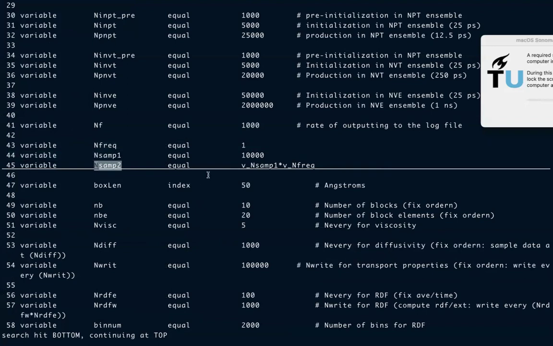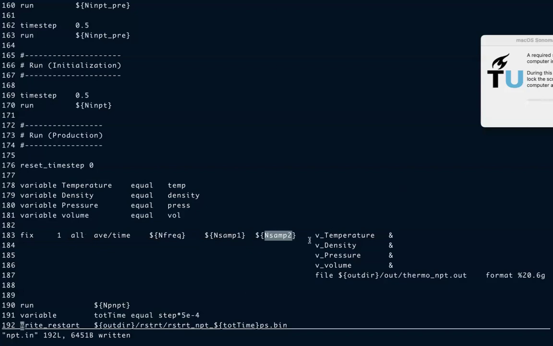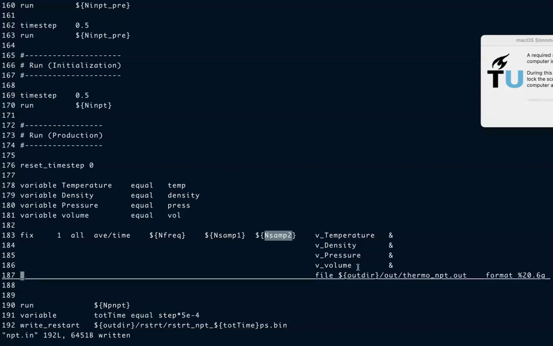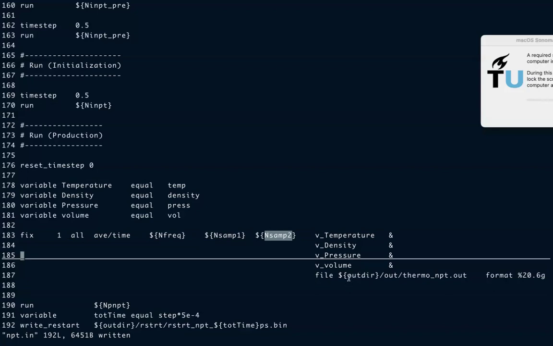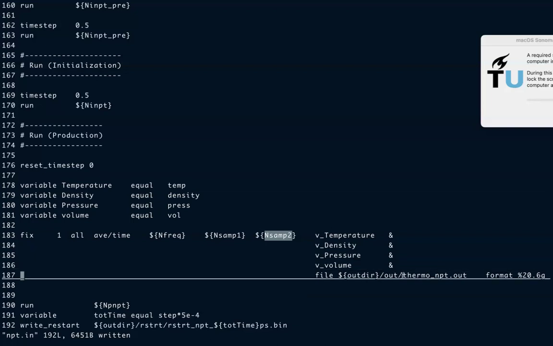So I have 10,000 samples that I choose to output to the screen, and that is what you finally observe. I'm collecting 10,000 samples at a frequency of 1. So I'm collecting the temperature, the density, the pressure, and the volume at every time step for 10,000 time steps. I average them together and then I output it to the screen. And you can find it in this file called thermonpt.out. All right, so this is all the instructions to run the code.